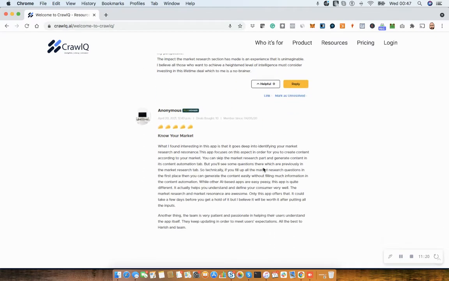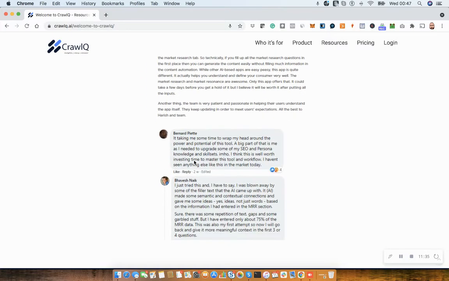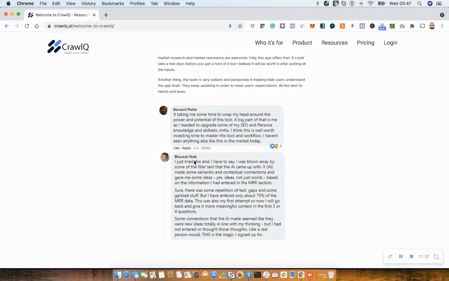Know your market. What I found interesting in this app is that it goes deep into identifying your market research and resonance. This app focuses on this aspect in order for you to create content according to your market. Bernard here says it took him some time to wrap his head around the power and potential of this tool.